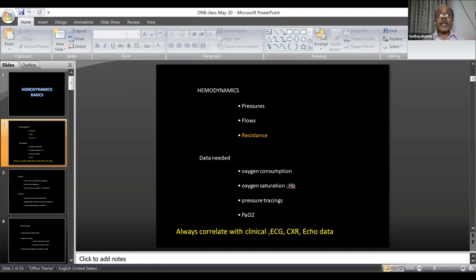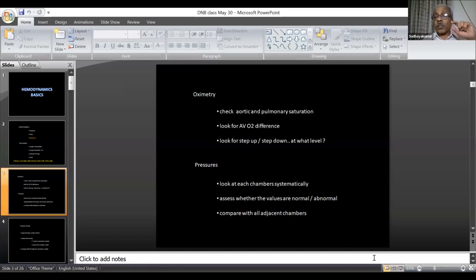Okay. Now the next slide, how to approach the oximetry. You need the oximetry and pressure tracing. Is it visible in full screen? It is visible.